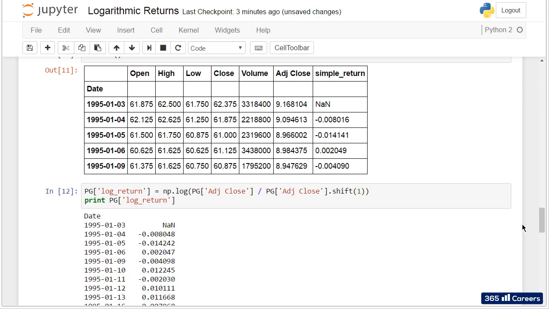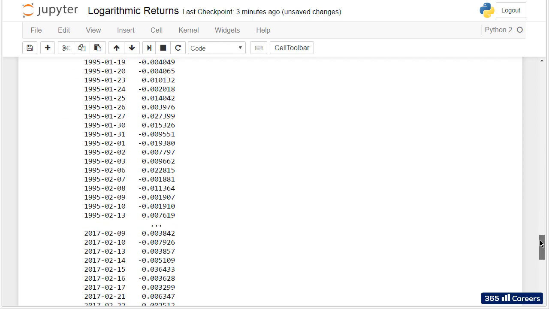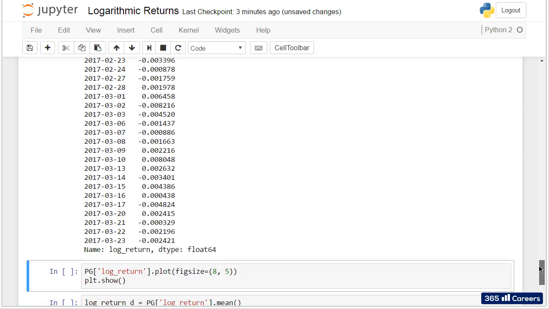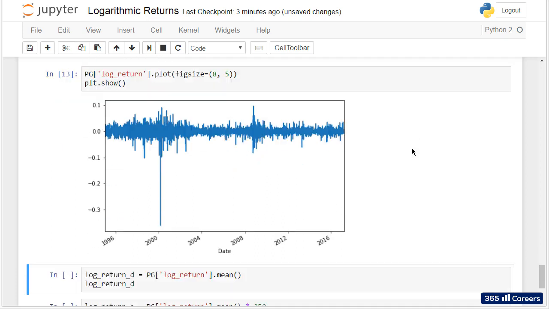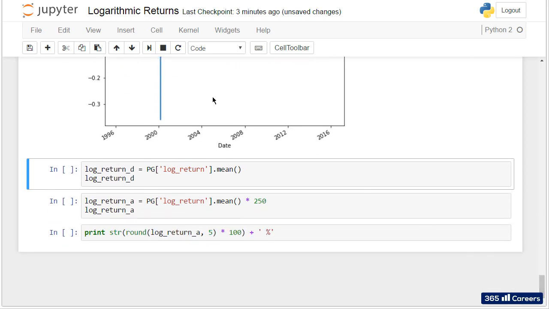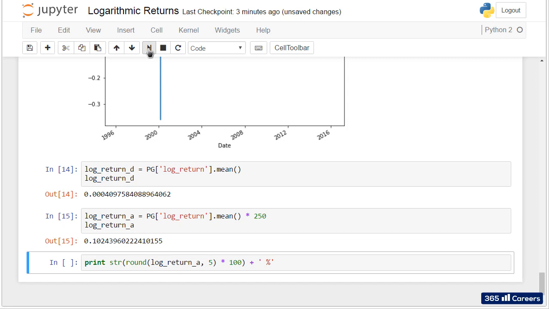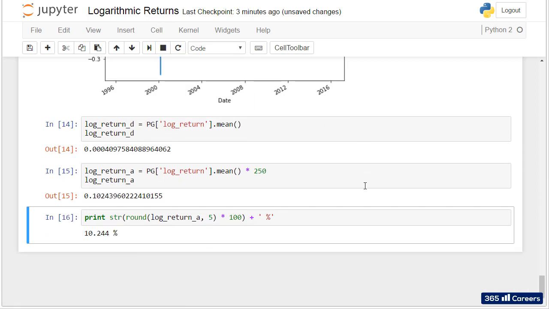Great! We obtain a series again, and most of the values are less than 1%. When we plot the newly obtained data on a graph, we see the log rate of return ostensibly resembles the simple rate of return. However, when we calculate the average daily and annual log returns, we obtain a percentage that is significantly smaller than the one we obtained for simple returns.